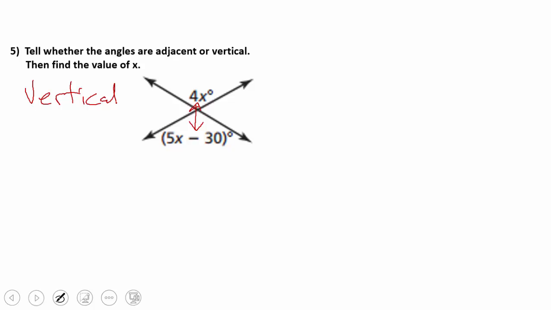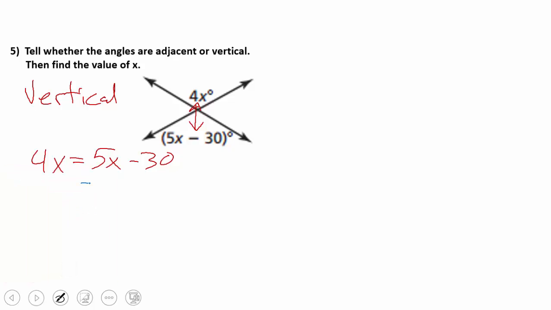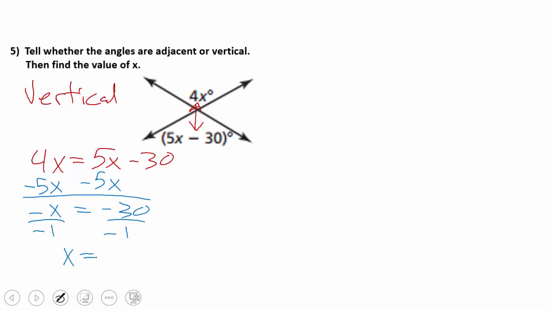And if I want to find that value of x, I take those two angles and make them equal. So 4x has to equal 5x minus 30. So now I have an equation I can solve, combining the same terms on the same side. So I might as well subtract this 5x to get it over here with the other x, and that gives me a negative x is equal to negative 30. Now I'm going to divide by a negative 1, and I find out that x is equal to 30. x is equal to 30.